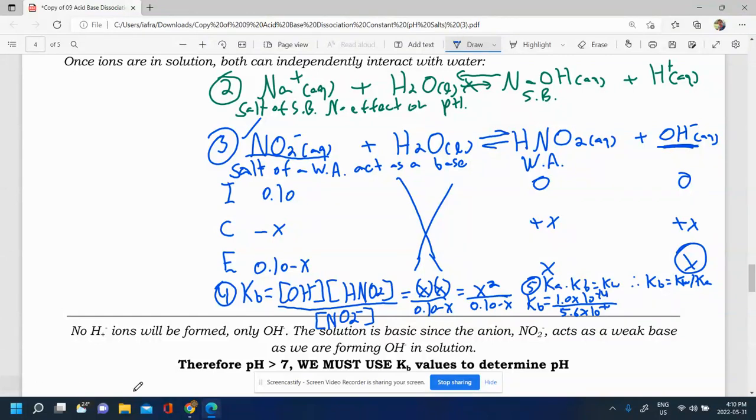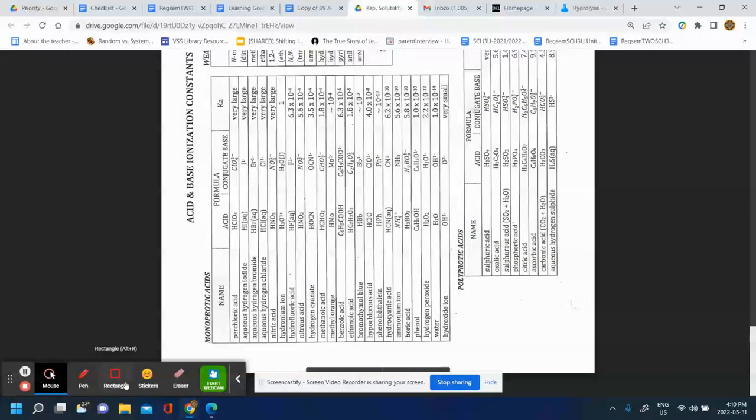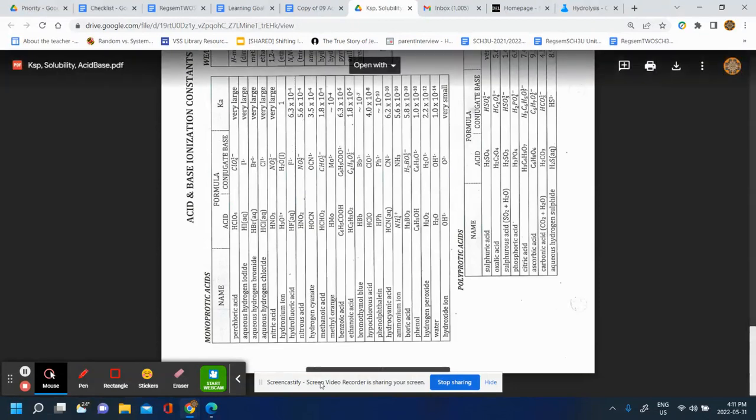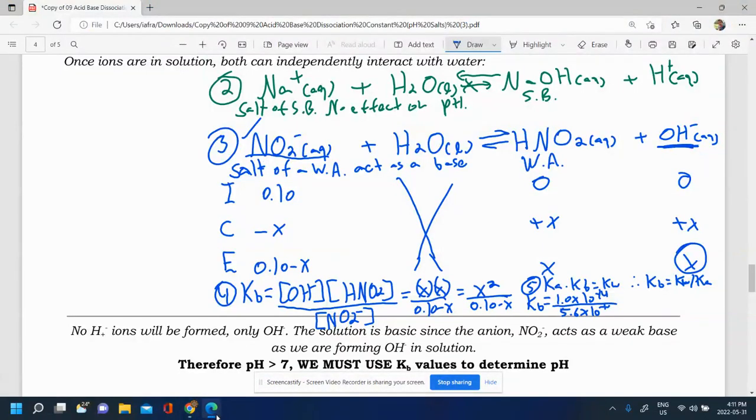Is that what we said, or was it negative 4? I forgot already. Let me go back and check. 4. That's right. Sorry about that. And so we get the Kb is, so 10 to the negative 14 divided by 5.6 times 10 to the power of negative 4. 1.7857. I keep all my digits in the calculator, times 10 to the power of negative 11.